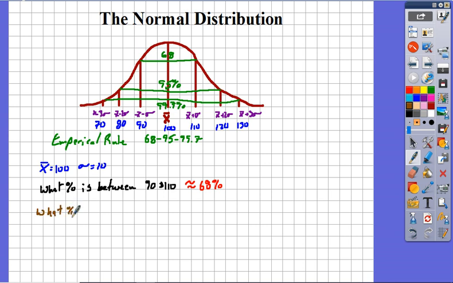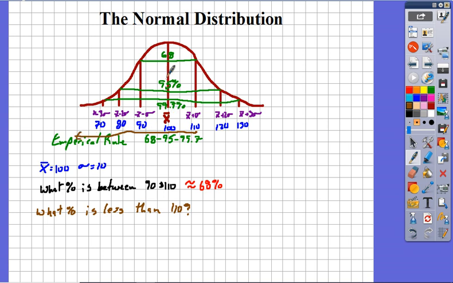What percent is less than, oh gosh, let's say 110, right? So let's make the question mark there. What percent is less than 110? So we're talking about from this value here all the way down forever.